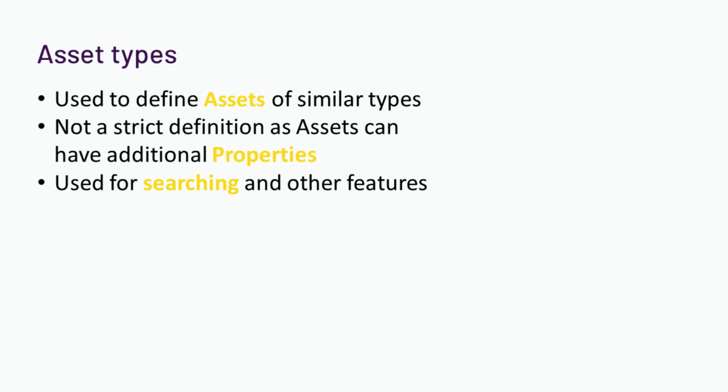And lastly, let's quickly touch on asset types, and how these are used to define assets of similar types. It's not a strict definition, as assets can have additional properties that are not on their asset type, which differs from the way stream types work. And the main benefit of asset types is that they are used for searching, as they can categorize your assets, and they're used for other features within our portal, along with other visualization tools.